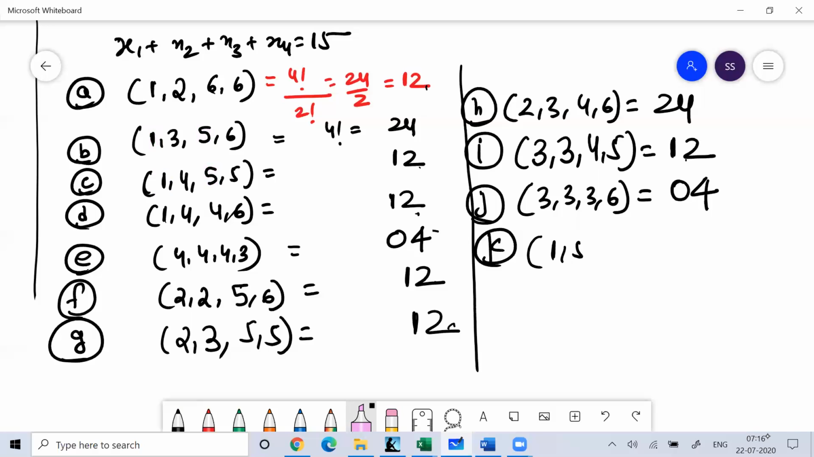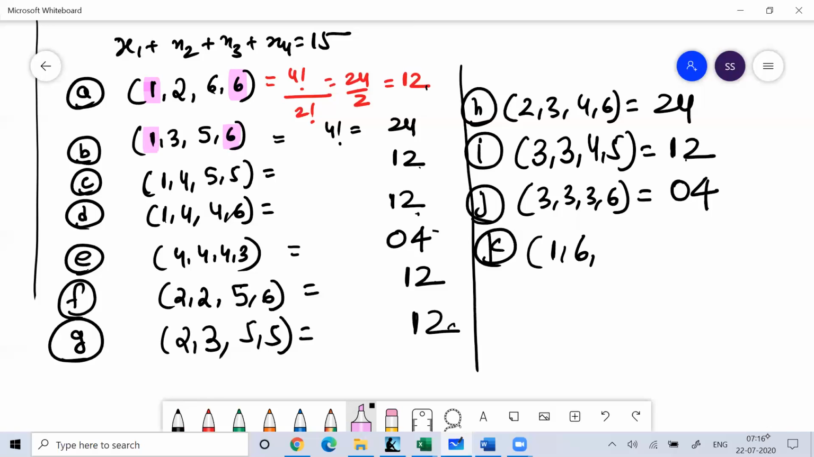1, 5, not possible. Now 1, 6. With 1, 6, sum 7, 15 minus 7, 8. So with 8, 5 cases are possible. So 1, 6, 5 cases are possible.